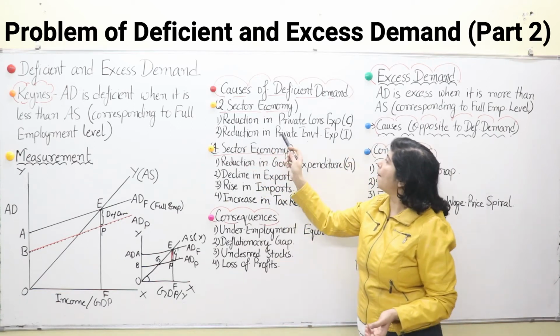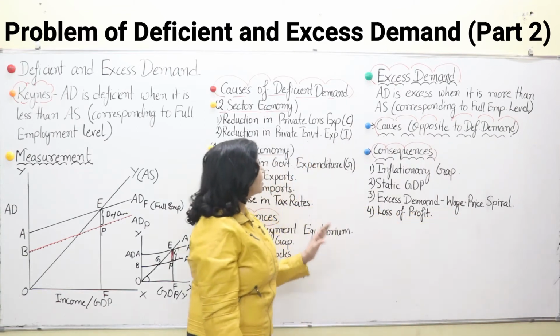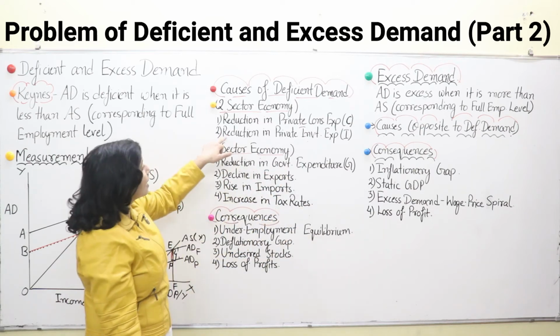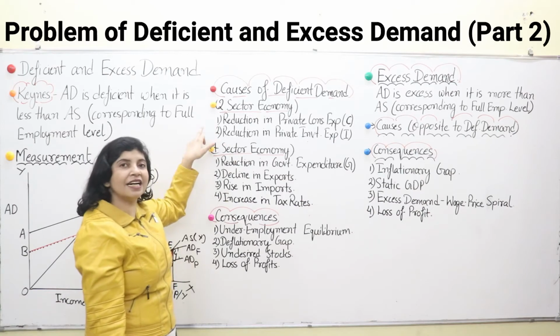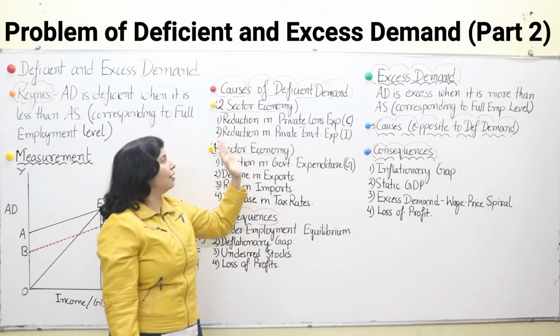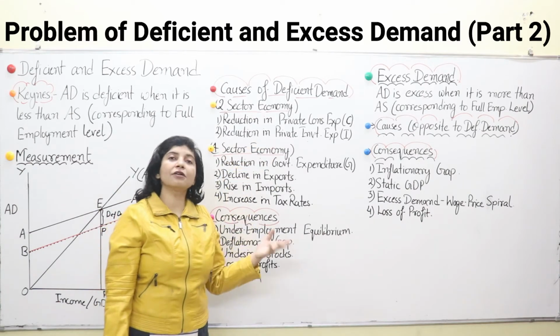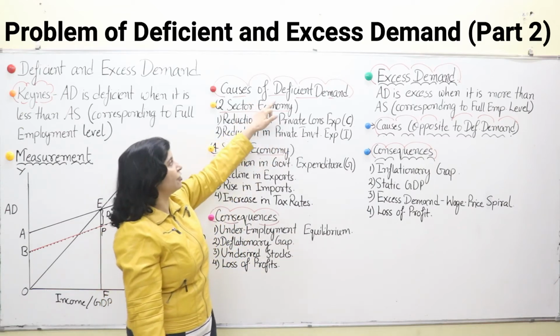Now, reduction in private investment expenditure. Private investment expenditure is for business purposes, on plant and machinery for production purposes. If this also reduces, that means our expenditure is reducing, demand for consumption goods or for production goods, plant and machinery, is decreasing, and this will cause deficient demand.